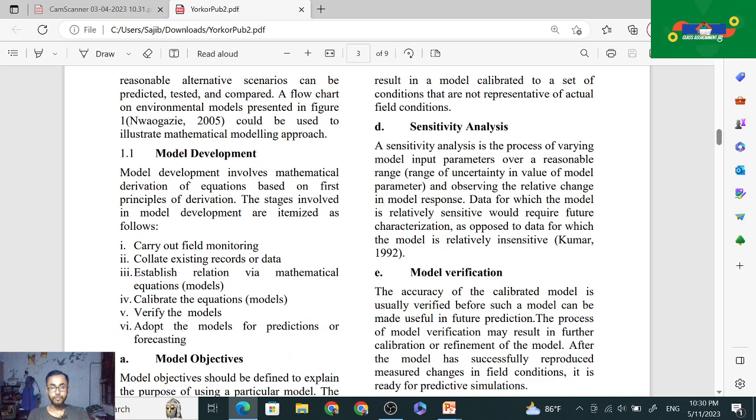Then sensitivity analysis এর মধ্যে কি আছে? Sensitivity analysis is the process of varying the model input parameters over a reasonable range of uncertainty in the value of model parameters and observing the relative changes in model response.